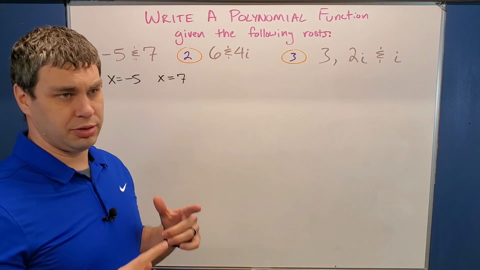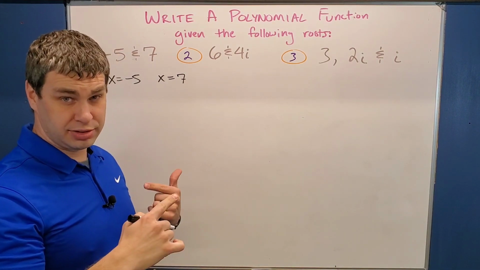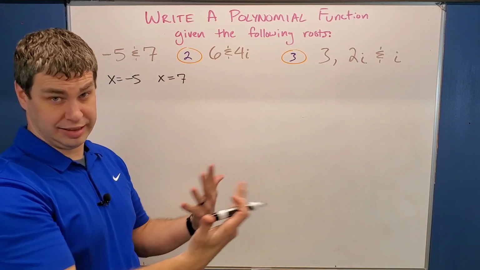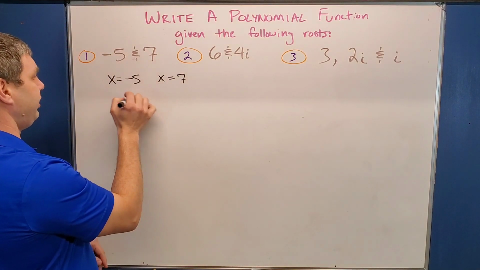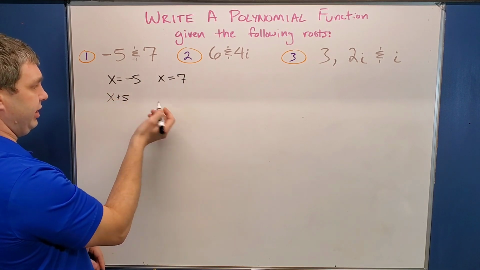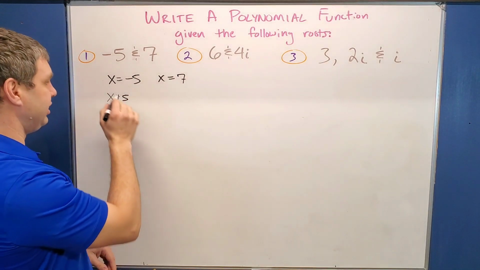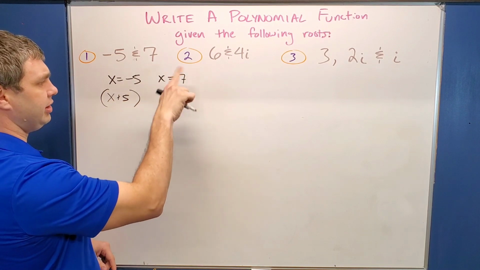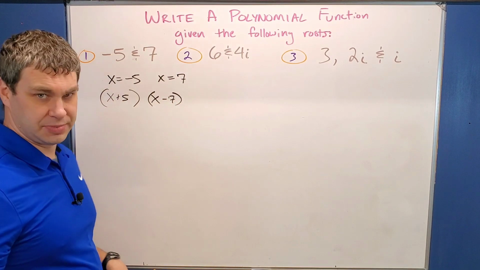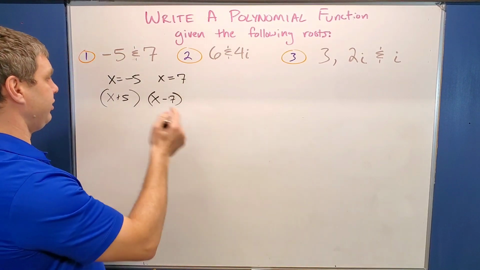What we need to do after that is find the factors, and eventually multiply these things together to get the polynomial that created this. So we add this back over and get x plus 5, and we leave off the equals 0 because this is a factor now. Same thing for this one. If I subtract the 7 over, x minus 7 is the factor. Then you can just multiply those things together. That'll give us the polynomial.